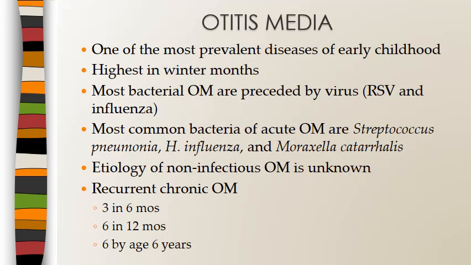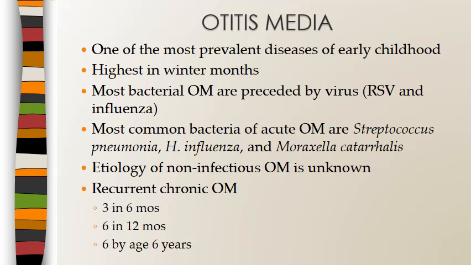Otitis media is one of the most prevalent diseases in early childhood. It is highest in the winter months. Most are bacterial, and most bacterial otitis media is preceded by a viral infection, most commonly RSV and influenza. The most common bacteria of acute otitis media are Streptococcus pneumoniae and H. influenzae. The etiology of non-infectious otitis media is unknown. You can also have chronic otitis media, and there are certain criteria that you have to meet to be considered chronic.